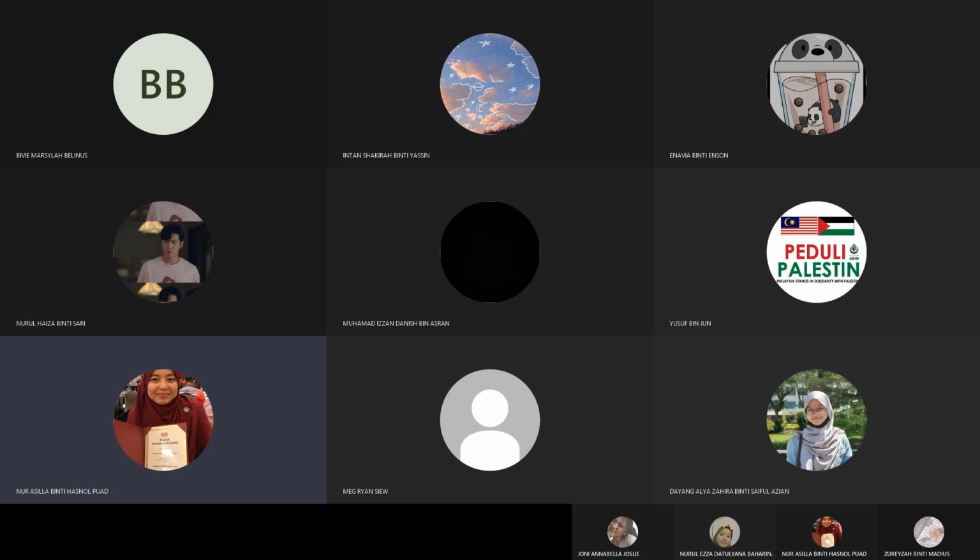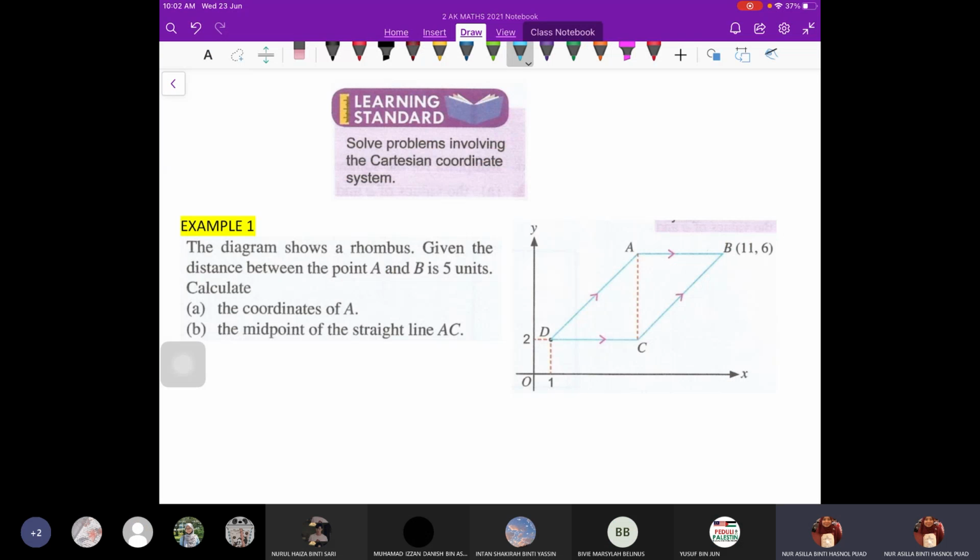Alright, so today kita akan masuk our last learning standard for coordinates, which is to solve problems involving the Cartesian coordinate systems. Okay, so far kita dah belajar about finding distance and also finding midpoints. So kita akan gunakan dua konsep ini to solve problems.